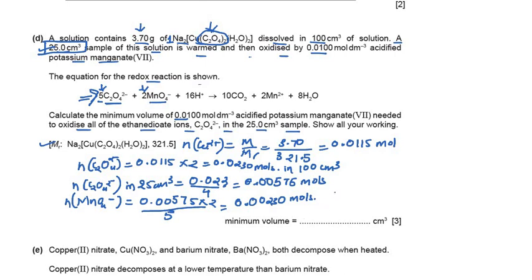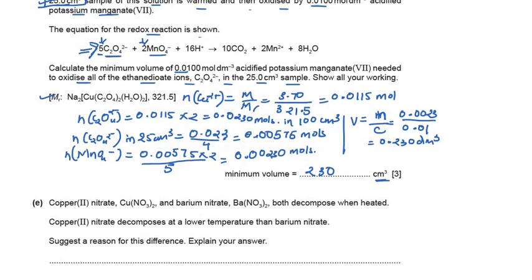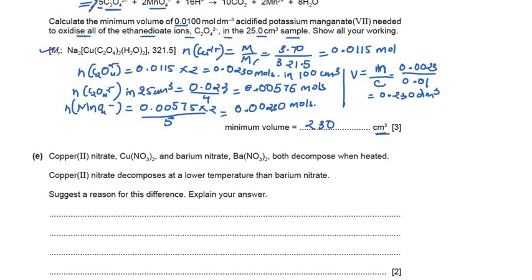If we want to calculate volume, then volume should be moles divided by concentration. Now we have got the moles, it is 0.00230 divided by the concentration 0.01, which gives us the volume of 0.230 dm³. But our answer has to be in cm³, so multiplying it by 1000 we get 230 cm³. I hope the calculation is very clear, where we have calculated the moles of complex first and then the moles of ethanedioate, from which we calculated the moles of manganate, and from the moles we calculated the volume.